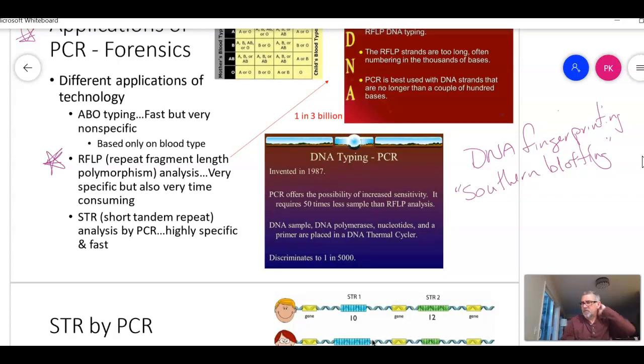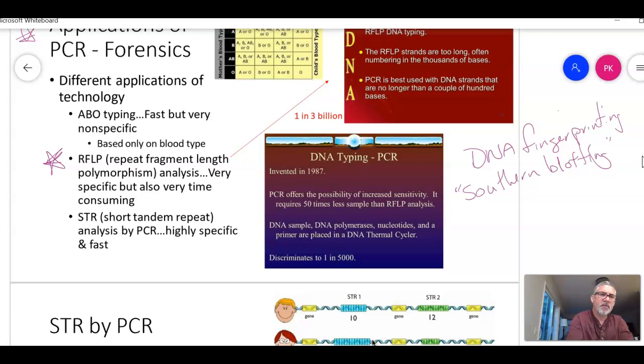RFLPs are restriction fragment length polymorphisms, so long strands of repeat segments. And the patterns for those are usually unique within families. There's a problem with using RFLPs, and the problem is they're very long, so they don't PCR very well. And they're not all that specific. They're pretty specific, and specific means unique to an individual, but not completely.